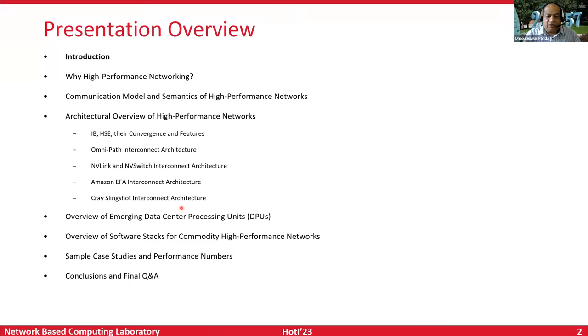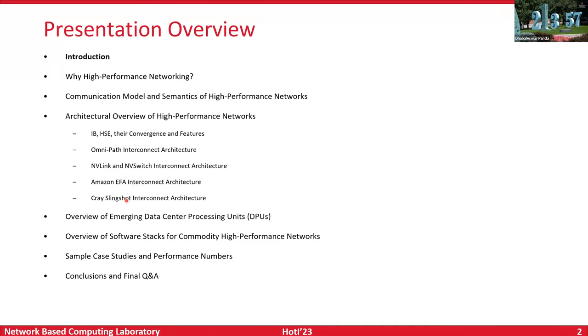And then, as many of you know, there are a lot of different networks these days. We'll start with the common ones, like the InfiniBand, high-speed Ethernet, what has happened in the convergence and some of their features. And then once we know some of the basic principles and the features of these networks, we'll try to bring the additional networks. We'll not go into very details, but we'll be able to compare and contrast. So in those contexts, we'll try to introduce OmniPath architecture, NVLink and NVSwitch architecture from NVIDIA. Some of you might be knowing that Amazon has its own interconnect. It's called Elastic Fabric Adapter.